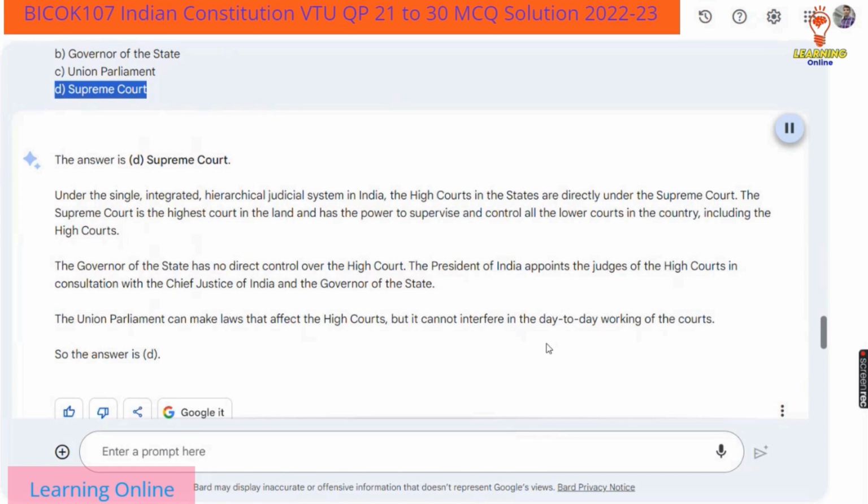The governor of the state has no direct control over the high court. The President of India appoints the judges of the high courts in consultation with the Chief Justice of India and the governor of the state. The Union Parliament can make laws that affect the high courts, but it cannot interfere in the day-to-day working of the courts. So the answer is D.